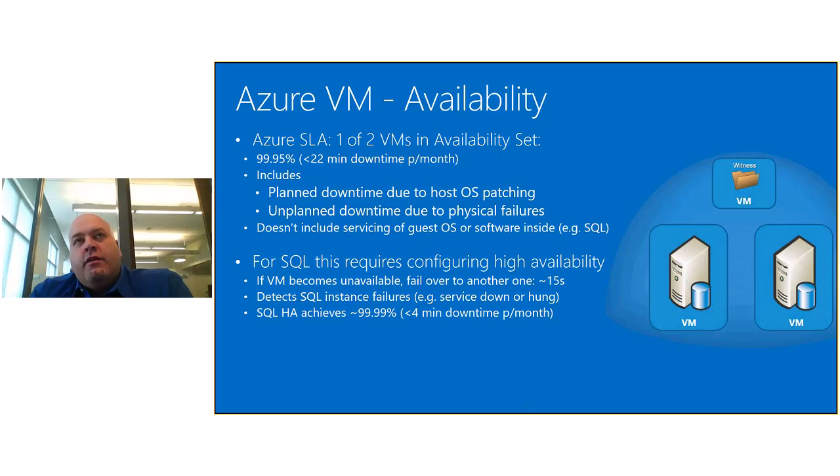If 99.95 availability is not good enough for a customer, we offer high availability on top of that through SQL Server. Using the high availability functions in SQL Server, you can reach 99.99, or less than 4 minutes of downtime per month. If a VM becomes unavailable, it fails over to another one in less than 15 seconds, and it can detect SQL instance failures. One more thing to mention: when you configure SQL Server Always On replicas in the Azure Virtual Machine, you're going to want to make sure that those are in the same availability set. In fact, I believe it's a requirement.